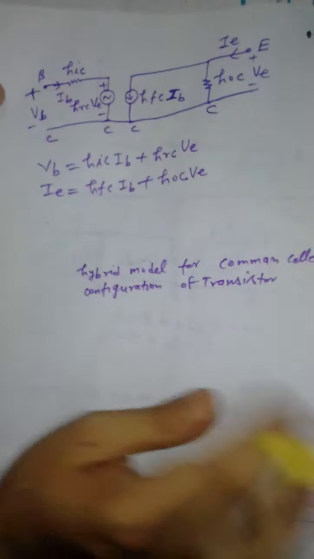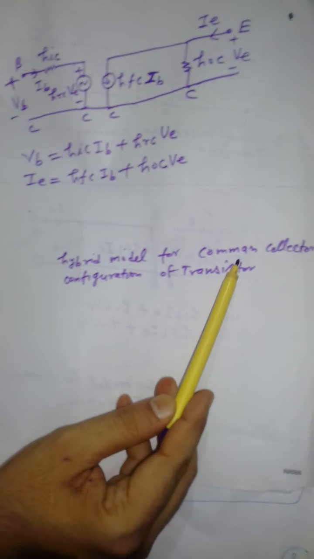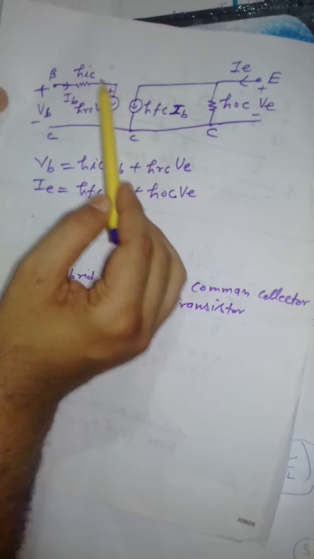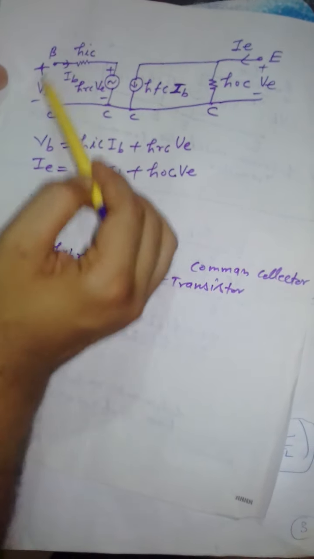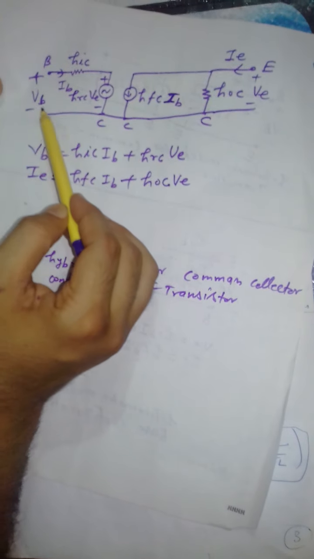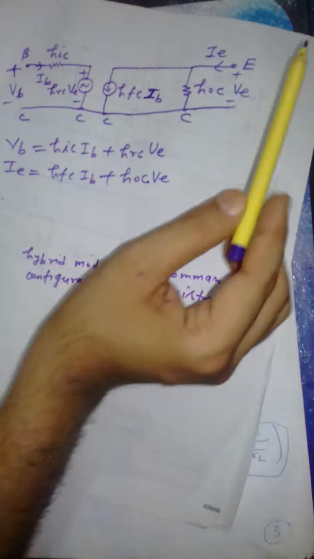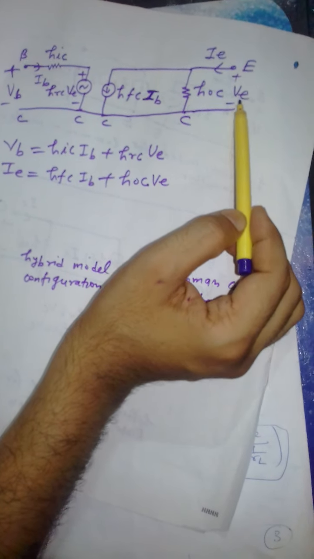Similarly, you can draw the hybrid model for the common collector configuration. So here the collector is common, that means it is grounded. The collector is common between the input circuit and the output circuit. So VB and IB are the input voltage and current respectively, and the output voltage and current are VE and IE.